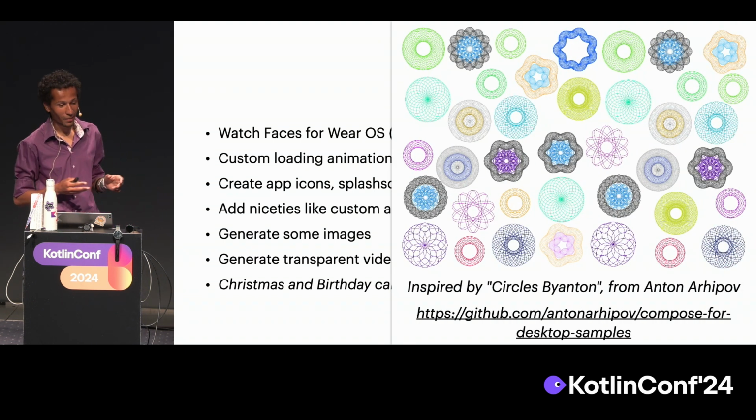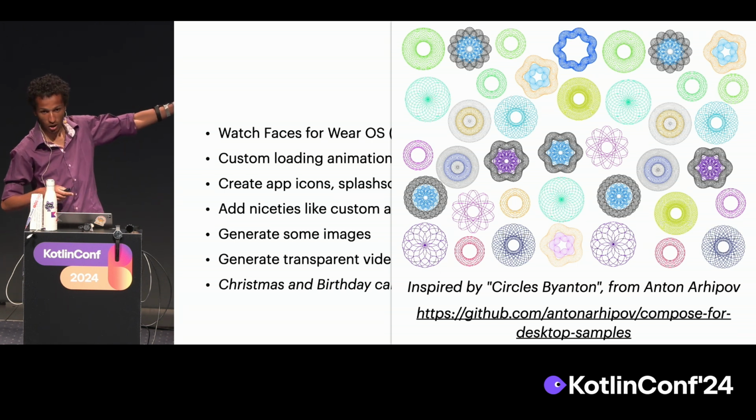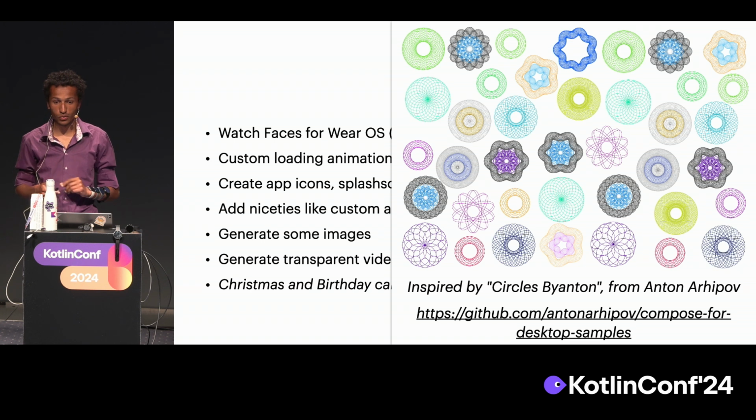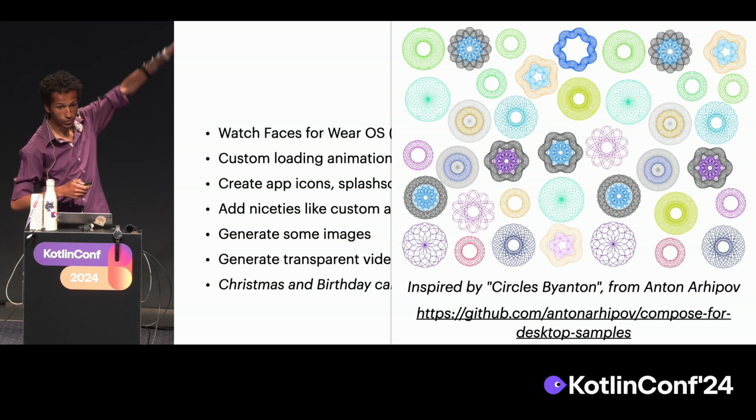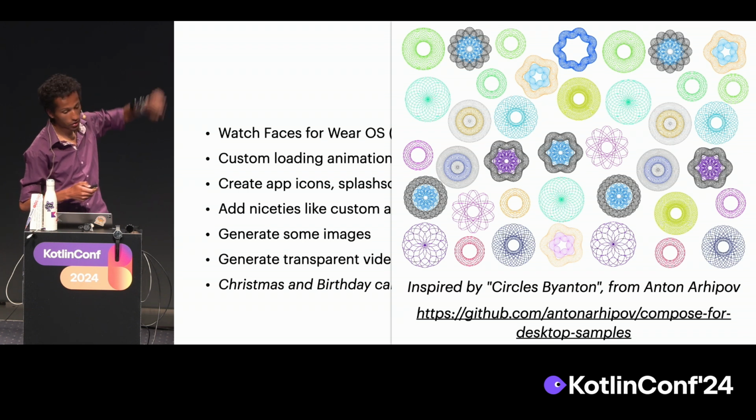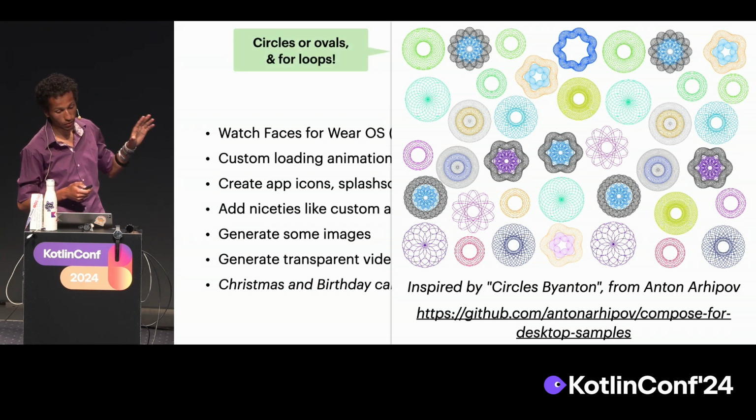And this is inspired by Anton Arhipov, who is making circles by Anton. Basically, he's using a compass and drawing circles. But sometimes he's also doing it with code. You can check out his GitHub repository here if you want to see what it has to offer. That's not what I used to do the circles and ovals above. Yeah, it's made all with circles, ovals, and for loops. It's very, very simple, actually, to do that. And colors, of course.